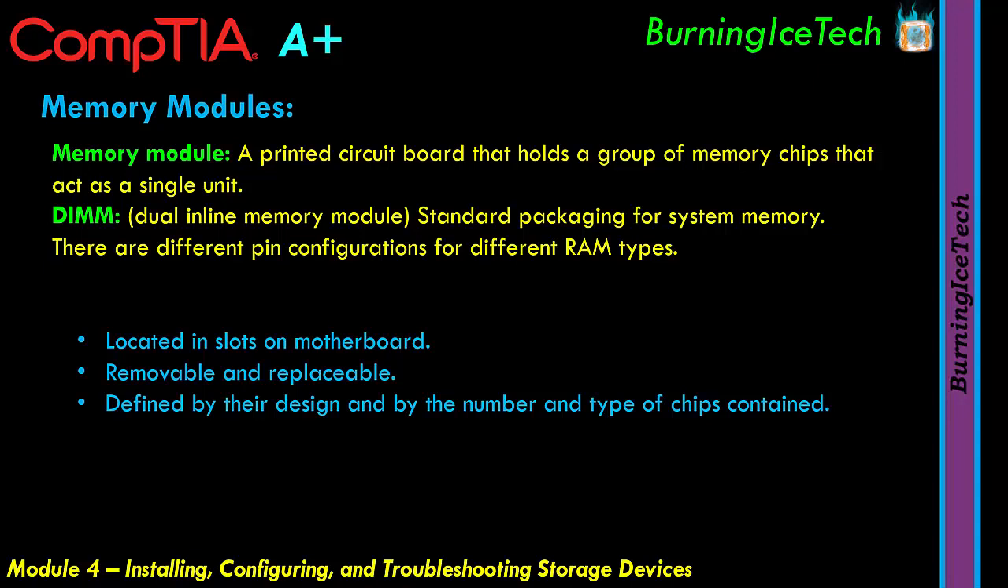So a memory module is a printed circuit board that holds a group of memory chips but acts as a single unit. If you hold it up in the air, you'll find those little chips. You'll be able to see them. A DIMM, in other words, dual inline memory module, is standard packaging for system memory. There are different pin configurations for different RAM types. If you hold up different types of RAM, for example a DDR2, DDR3, DDR4, at the bottom of that chip, the part that actually slides into the memory slot on the motherboard, you'll find a lot of little pins.